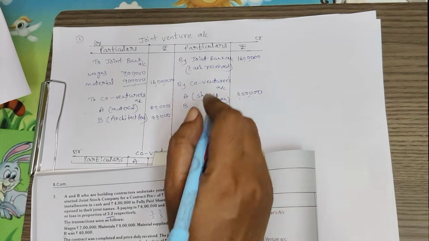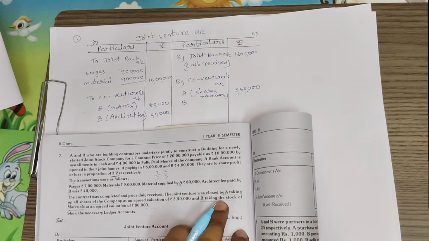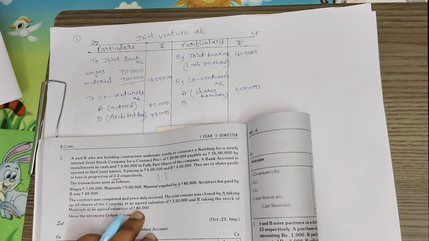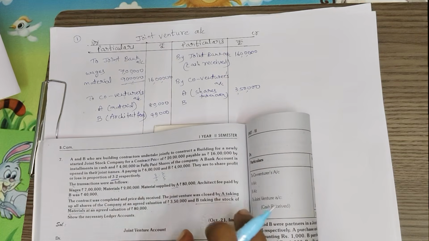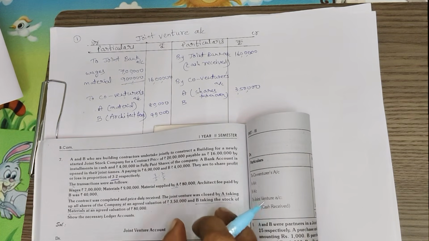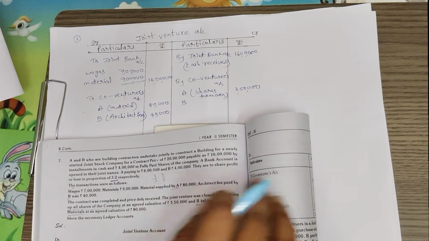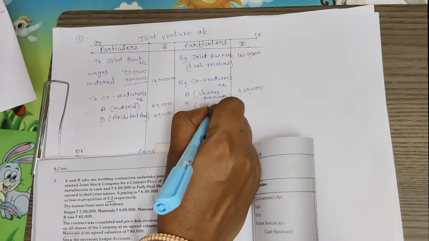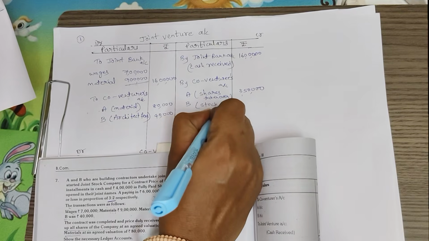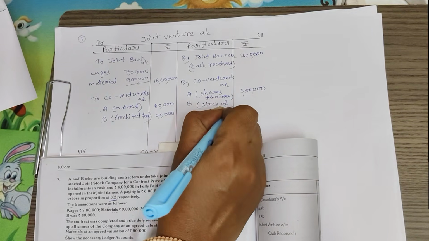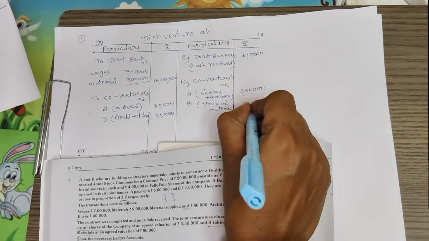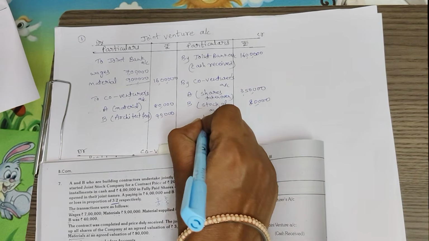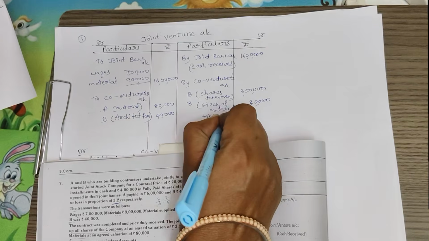3,50,000. Okay, and here we have B taking the stock of materials. Stock of material, agreed valuation of 80,000. So leftover stock is there. The leftover stock, the closing stock, is taken by B. So what is the amount here? 80,000, taken over.